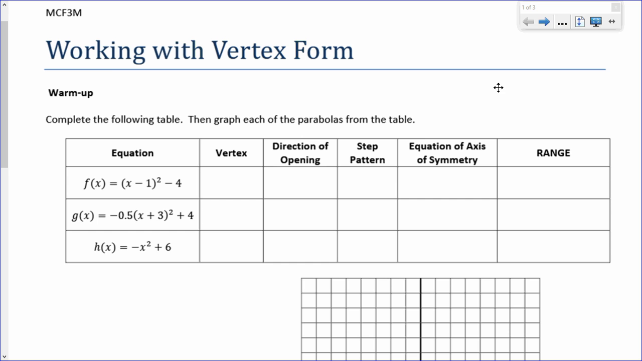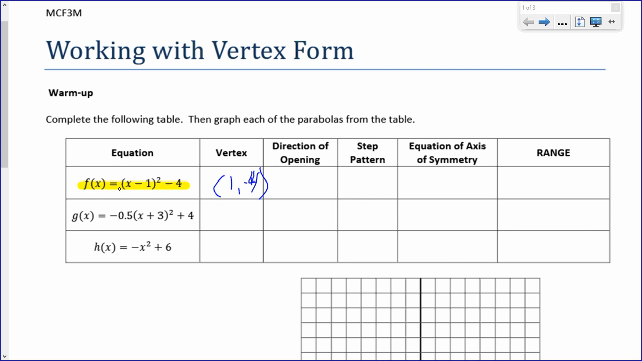So looking at the first equation here that's in vertex form, notice I'm also using function notation here as well. The vertex here would be a 1, -4. Okay, I get those from, remember, the opposite of the -1 here and then the -4.